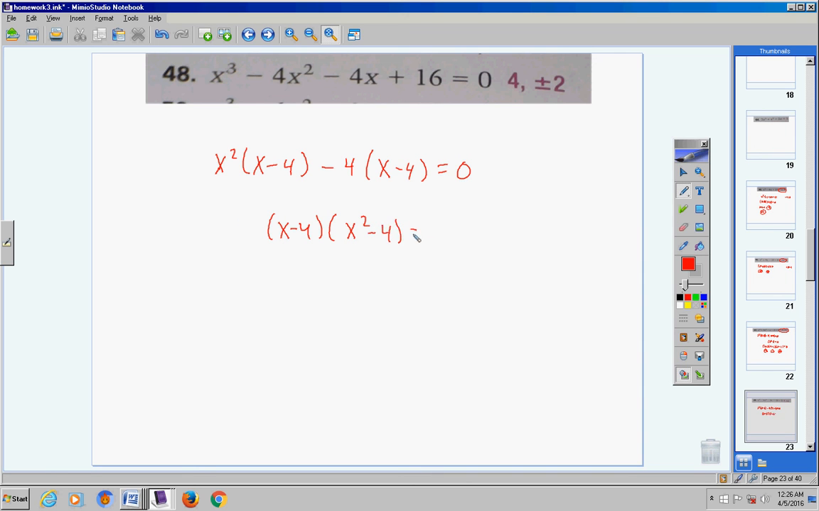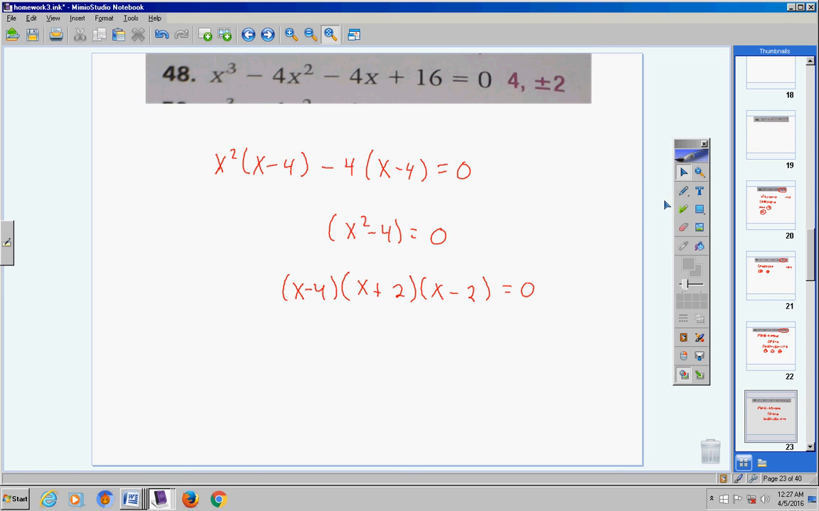Now, notice your second parentheses can be factored again. Perfect square, first term's positive, second term's negative. So we can take this second parentheses here and factor it into two more parentheses. The square root of x squared is x, put an x here and an x here. The square root of 4 is 2, put a 2 here and a 2 here. Make one positive, make one negative, and then bring down this parentheses here.